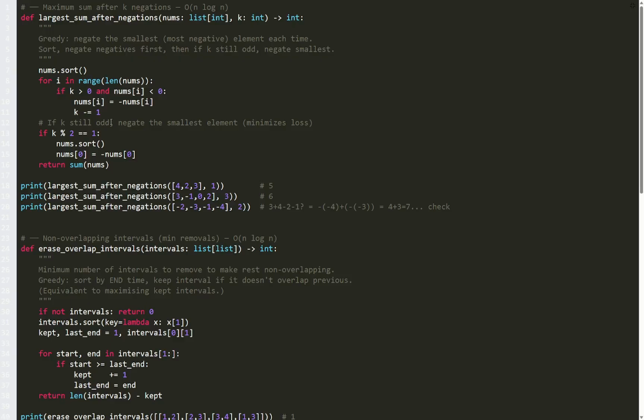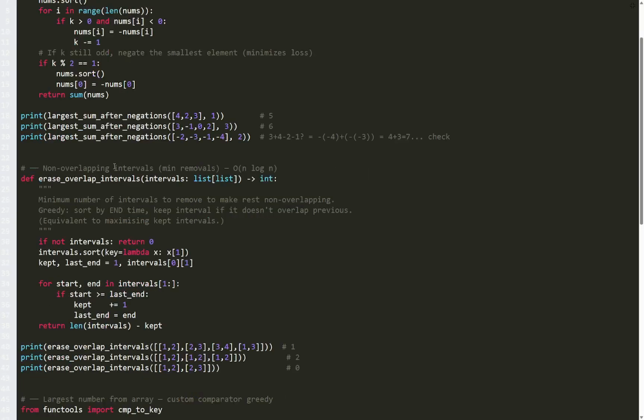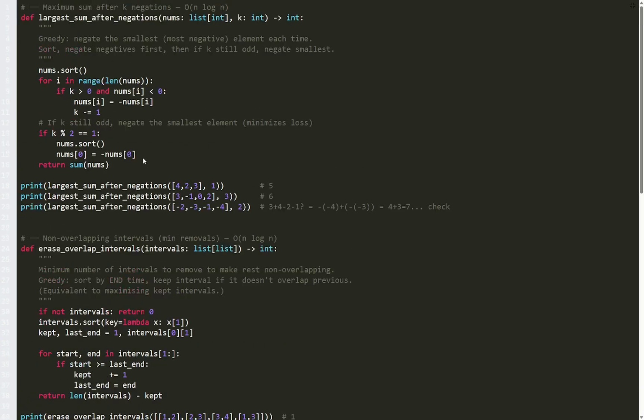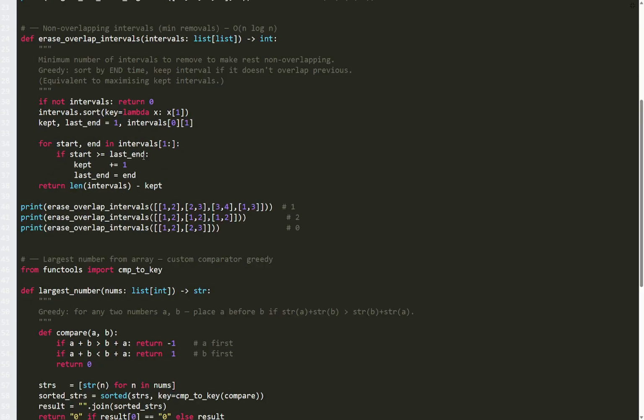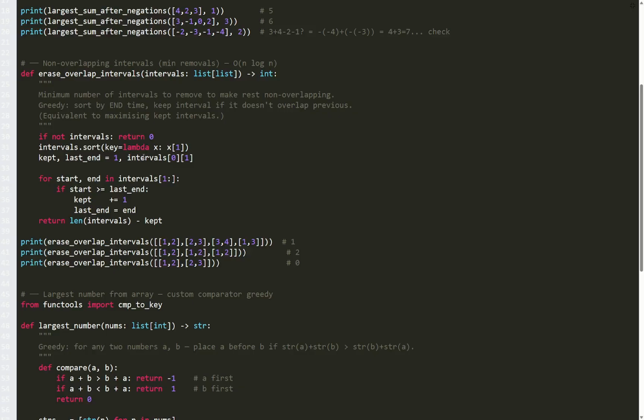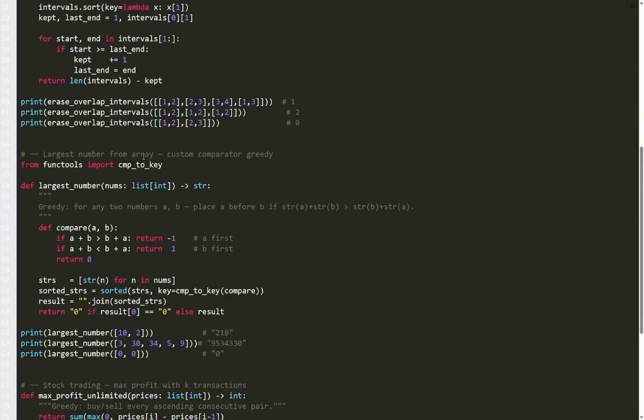Non-Overlapping Intervals, minimum removals. To make a set of intervals non-overlapping, what's the fewest intervals to remove? This is the complement of activity selection. Sort by end time. Greedily keep every interval that doesn't overlap the previous kept interval. Count those kept, subtract from total. As with activity selection, sorting by end time is the correct greedy criterion. Keeping the earliest ending interval always leaves the most room.